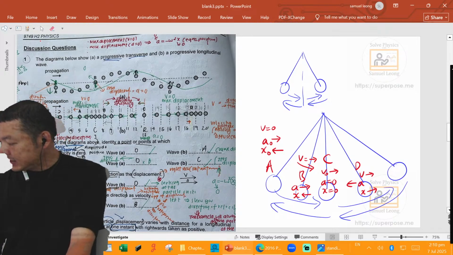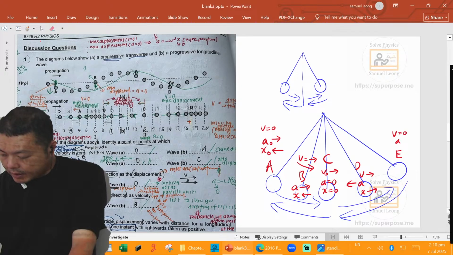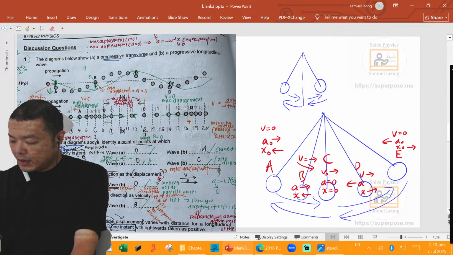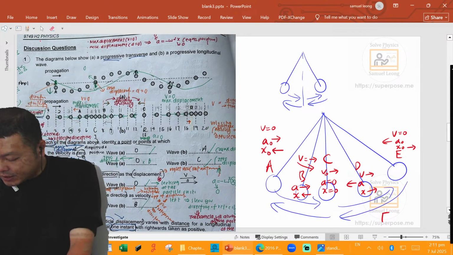Correct? Then at the very end here, so this is E. This will be V equals 0. A naught is pointing towards the left. X naught is pointing towards the right. But then you've got to let it swing back because I want to find the whole range. So the next one is F here.